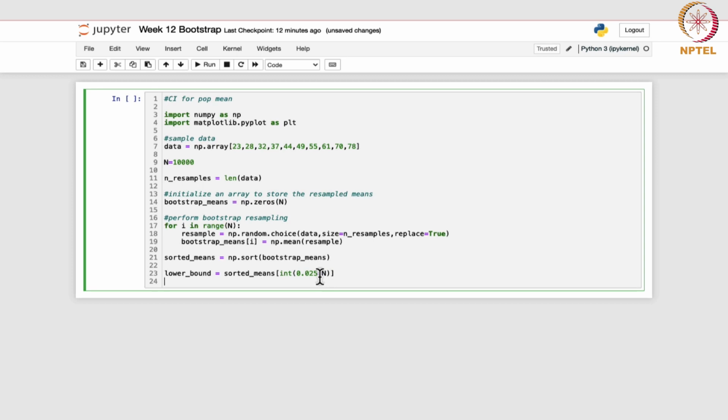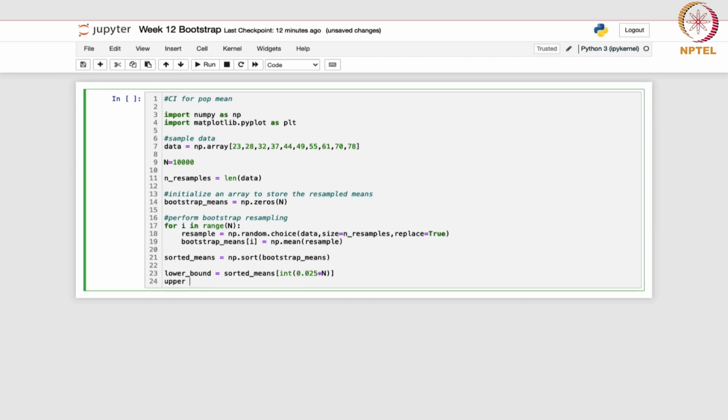And here, why have we written this integer? Basically we want the value at the index that represents the 2.5th percentile in the sorted bootstrap means, right? So we want the integer part. This integer function converts the number to an integer, which is necessary because your array indices must be integers.